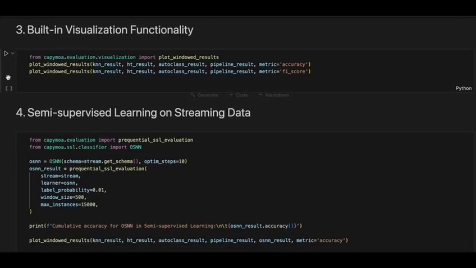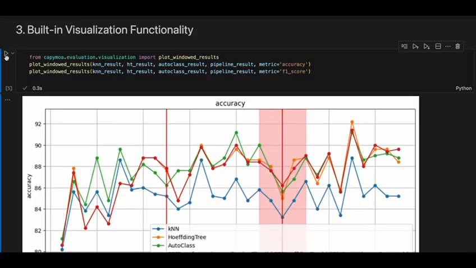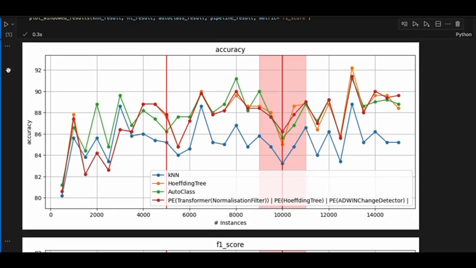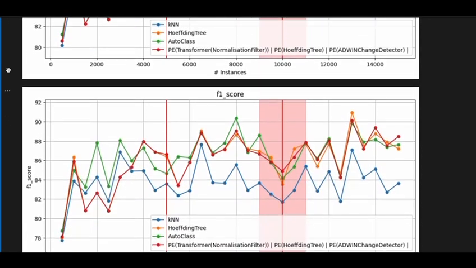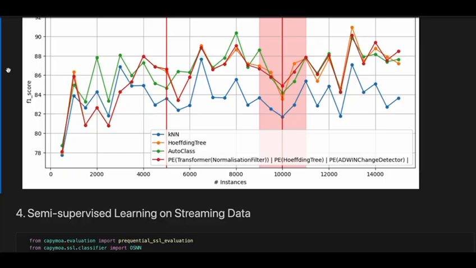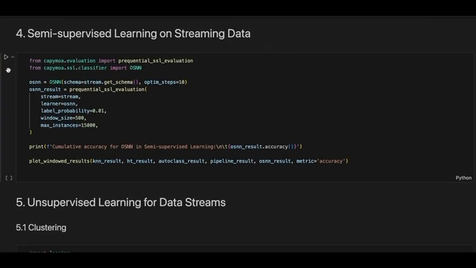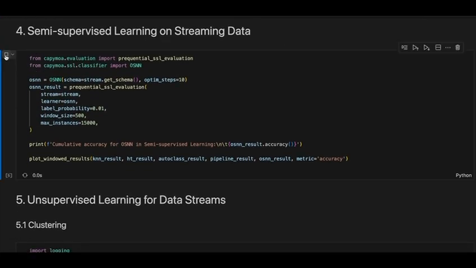While cumulative metrics are straightforward, windowed metrics are more complex as they are a series of values. CapyMOA provides built-in plotting functions to address this. Simply pass in your results and select a metric, and the plot is generated for you. And the information about the concept drifts will also be marked in the plots. Beyond supervised learning, CapyMOA also supports semi-supervised learning. You can adjust the label availability rate easily and plot the results just like the supervised models.